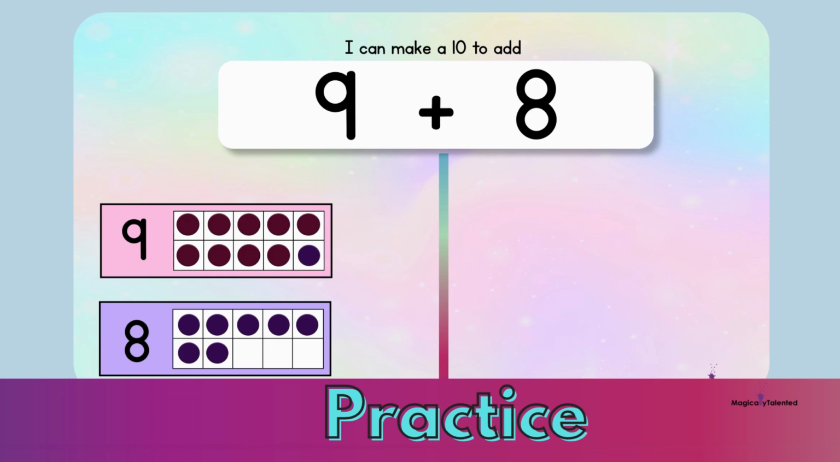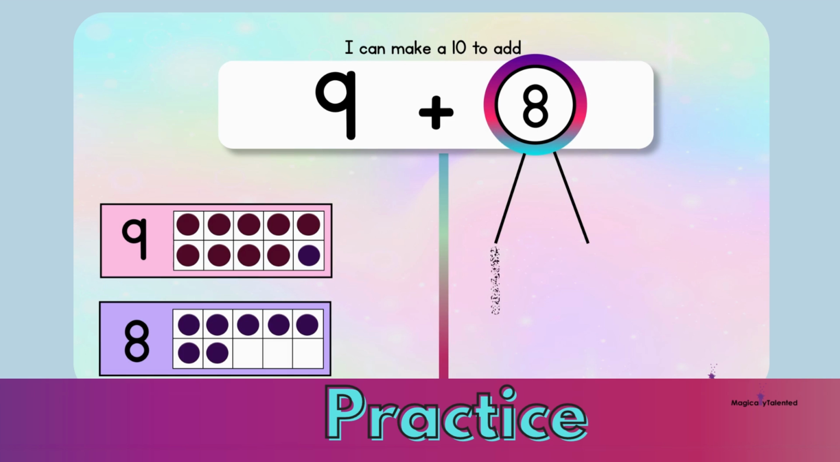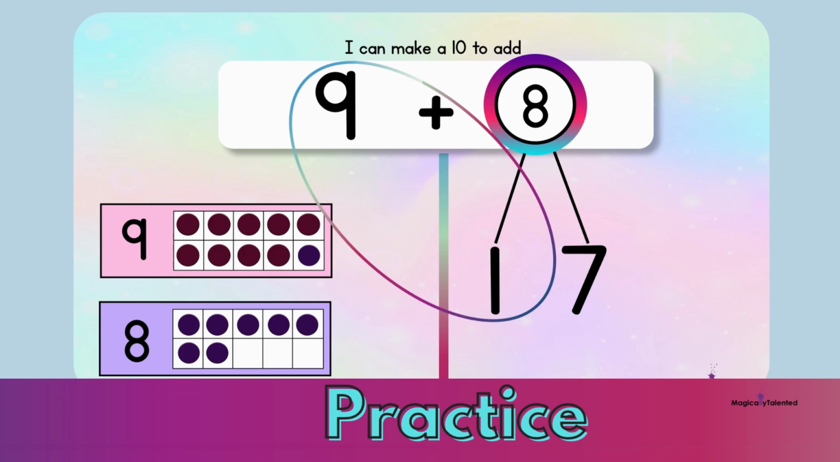Now we have a full tens frame, and there are 7 dots left over in our other tens frame. Now let's look back at our 9 plus 8. Just like we did with the tens frame, we can decompose the 8. Let's take 1 from the 8 to help 9 make a 10, and we know that we have 7 left over. Let's circle the 9 and 1 to make 10.